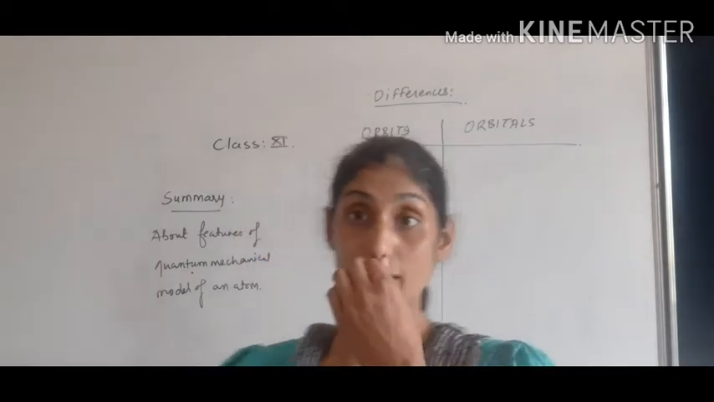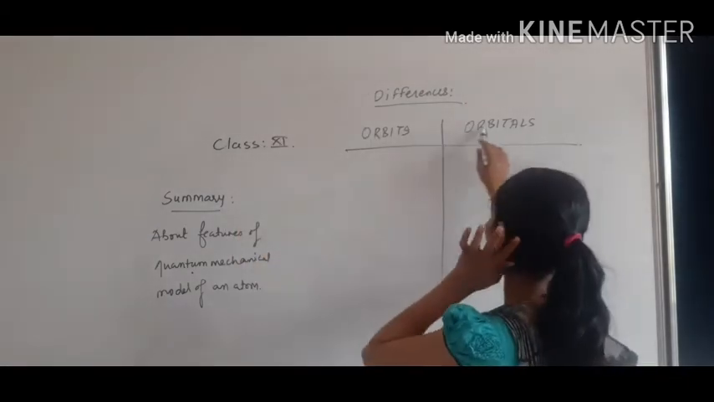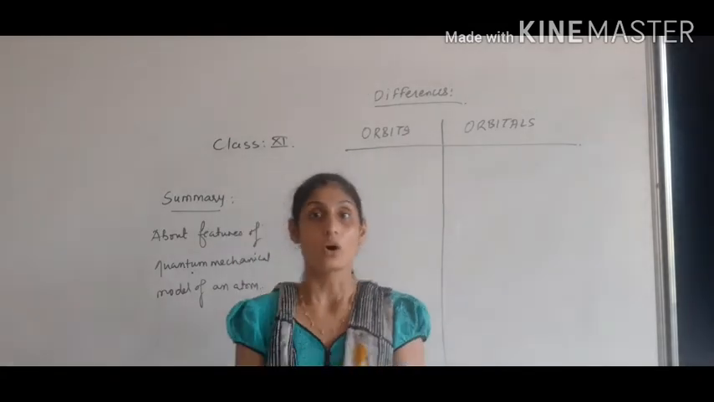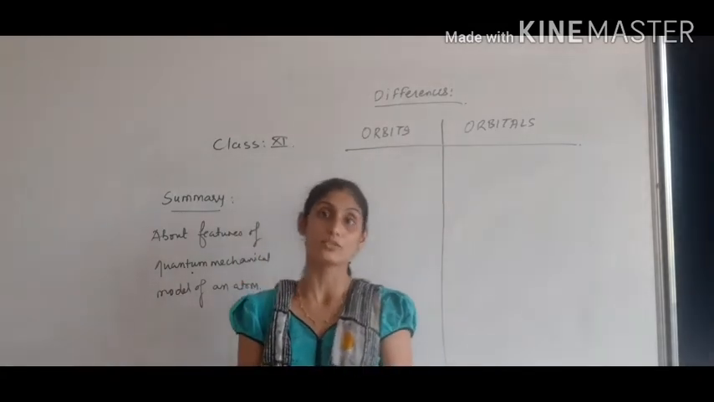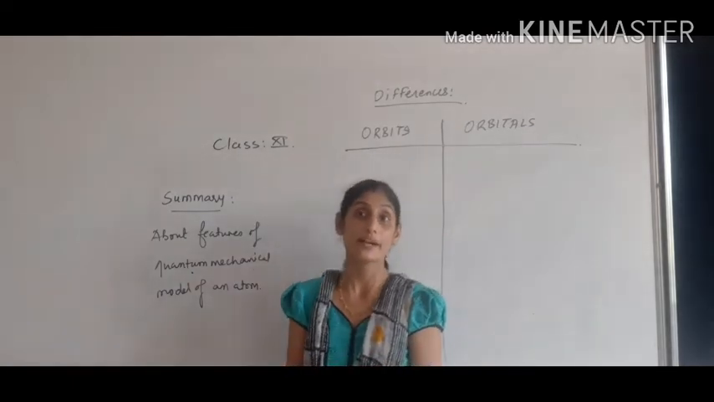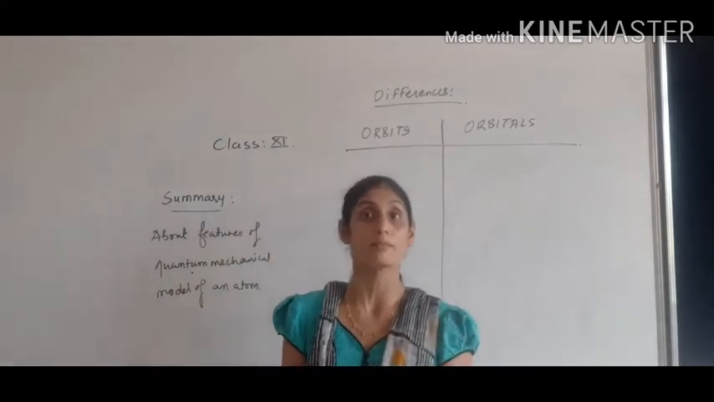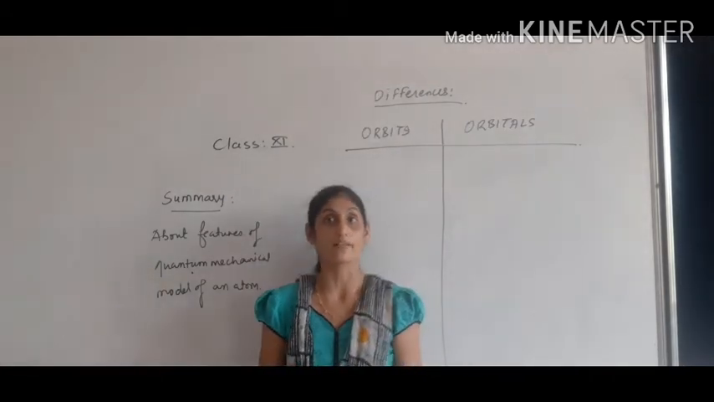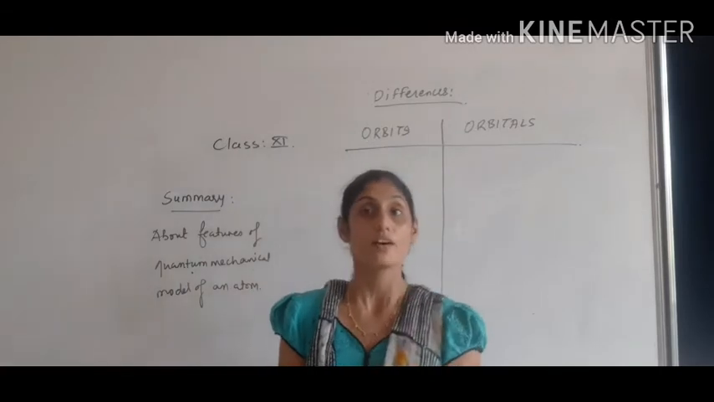Now today we are going to learn about the difference between orbit and orbital. Children, an orbit is a well-defined path where the electrons revolve around, and an orbital is the region where you can find the maximum density, the maximum number of electrons revolving around the nucleus. So that is the very first difference.